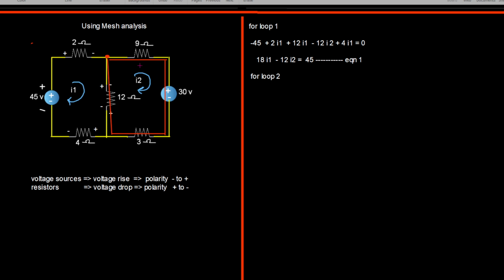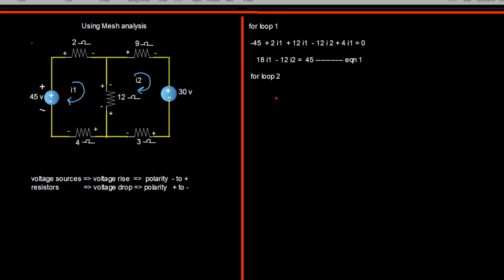And here, this I2 flows through the 9 ohm resistance, 3 ohm resistance and 12 ohm resistance, but this 12 ohm is common to I1 also. Okay, that means the first loop also. So for this case, if you mark the polarity for the 9 ohm resistance, it is plus to minus because the current is flowing in this direction. Similarly, for this 3 ohm resistance, this end is plus, this end is minus. Okay, and the 12 ohm resistance also, here you have plus and minus.